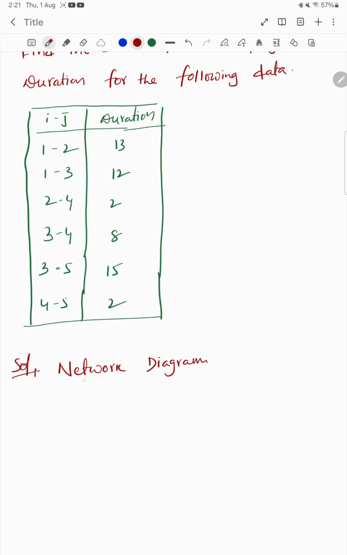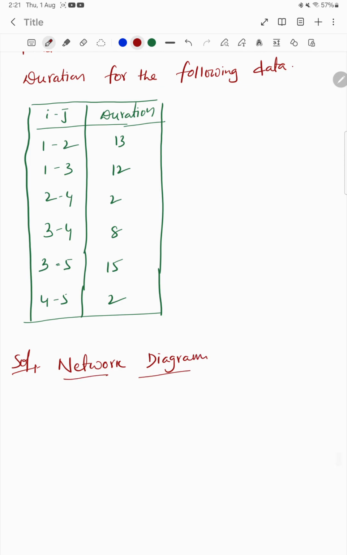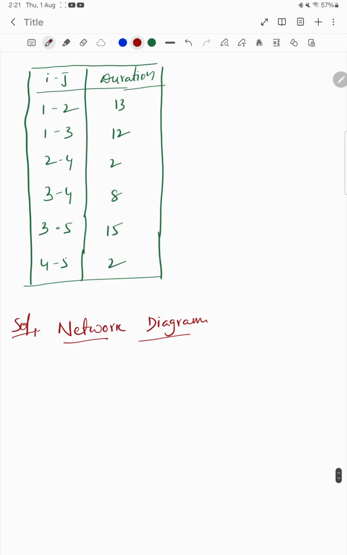I have already told you that a network diagram can be drawn by using activities with corresponding durations. Here the first activity is from 1 to 2 and the second is 1 to 3, which means both activities start from 1. So let's take 1, connected with 2 and connected with 3. From 1 we take two different activities, 1 to 2 and 1 to 3, and the available durations are 13 and 12.